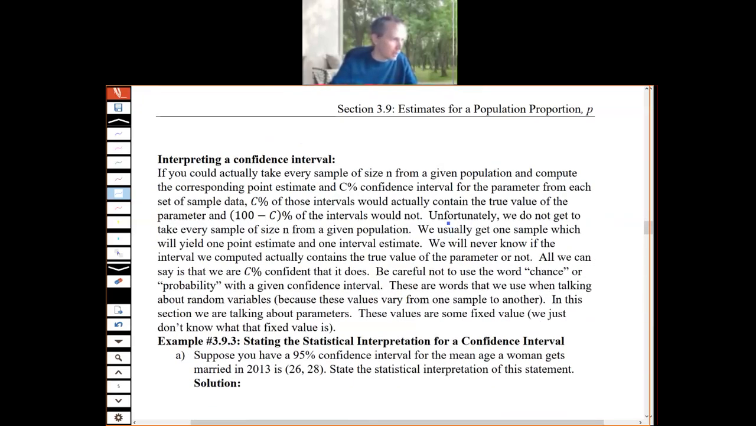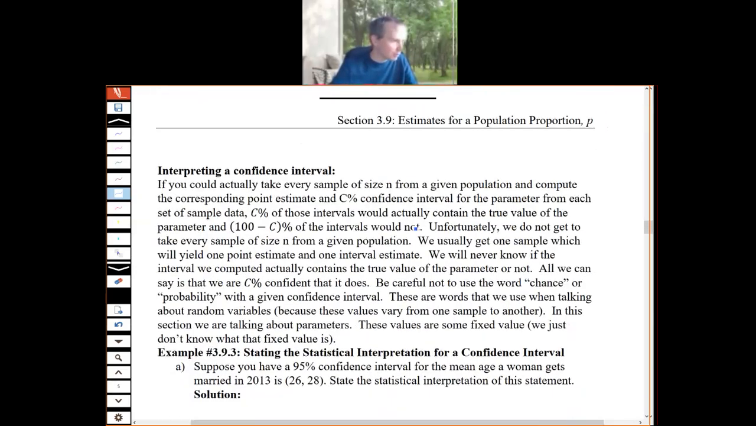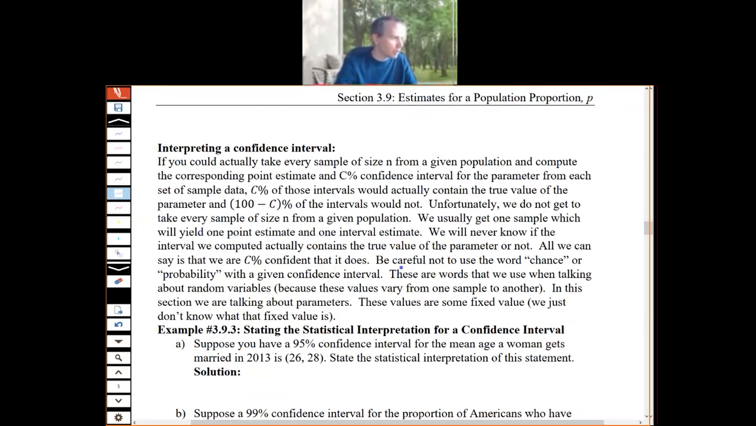If I'm creating a 95% confidence interval, we'll just use this as an example. In the notes here, we say C%, but if I just throw a number in here and say I want to create these 95% confidence intervals, what that means is that 95% of every possible sample I can come up with will create a confidence interval that actually contains the real percentage of green M&Ms. And 5% of those intervals would not.